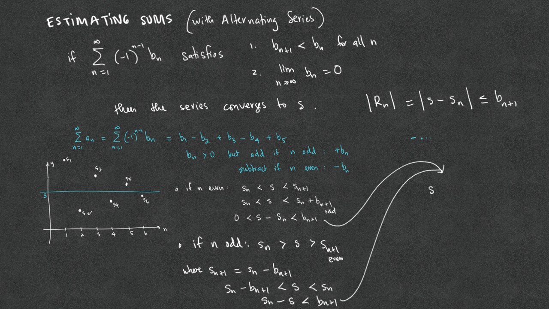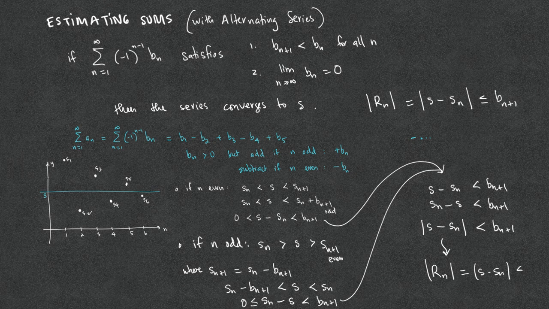And so combining the two inequalities, we have s minus s sub n is less than b sub n plus 1, and s sub n minus s is less than b sub n plus 1. To form an inequality, the absolute value of s minus s sub n is less than b sub n plus 1. But the absolute value of s minus s sub n is the remainder r sub n. So therefore, the remainder is less than b sub n plus 1.